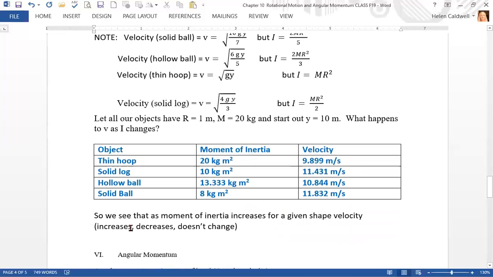So what happens? We see as the moment of inertia increases for a given shape, what's going to happen to the velocity? It decreases. As the moment of inertia increases, so solid and hollow ball going from a small moment of inertia to a larger one, we went from a big velocity to a smaller one.